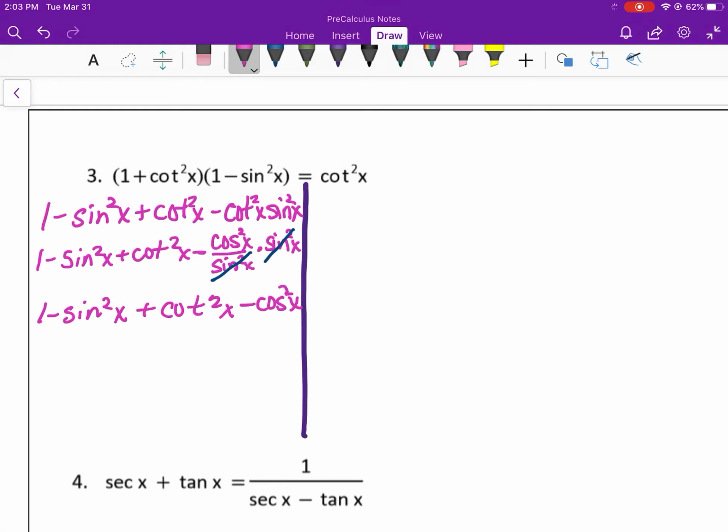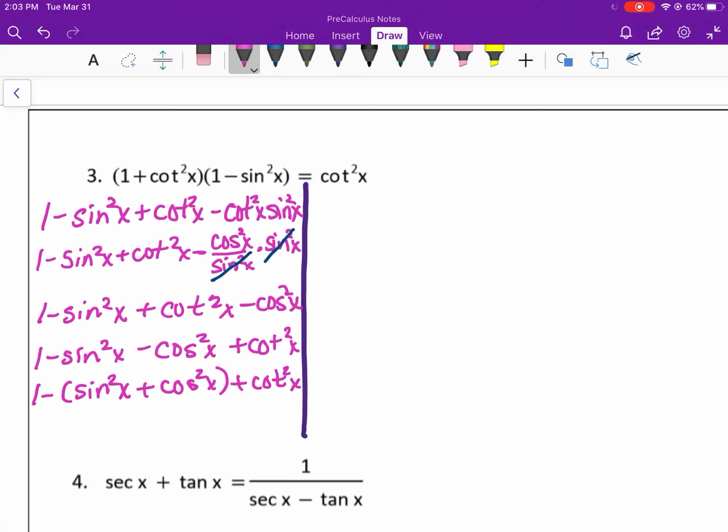What I'm going to do is group some things together. I know that sine squared x and cosine squared x play well together, so I'm just going to put those together for a second. I'm going to factor out a negative as well, just from those two. And again, we know that that addition there, sine squared plus cosine squared is 1.